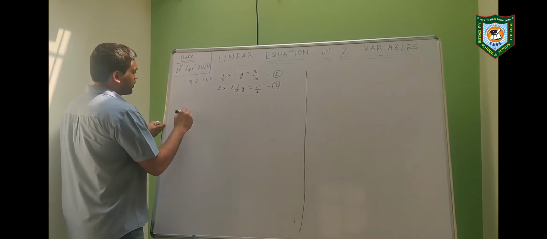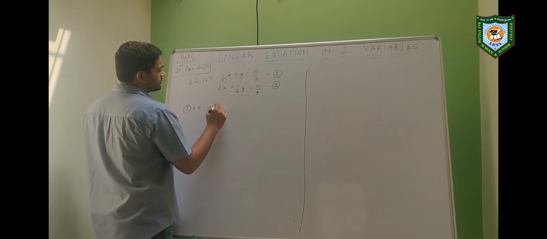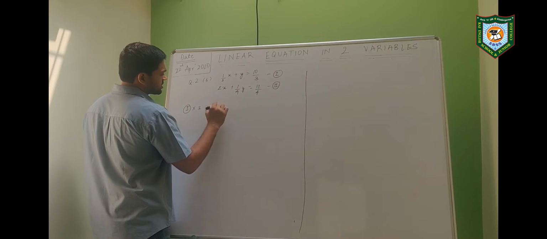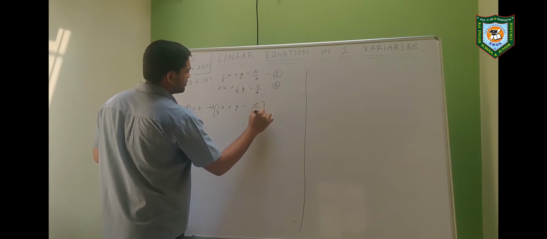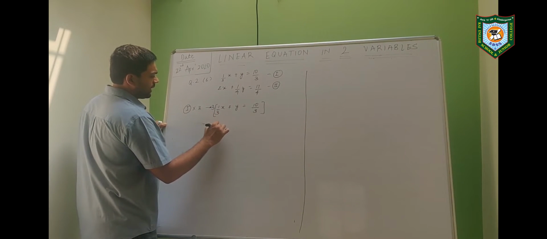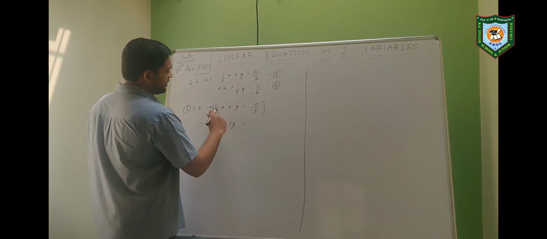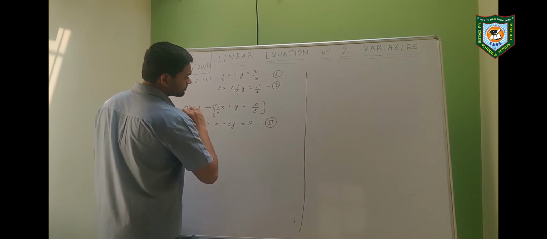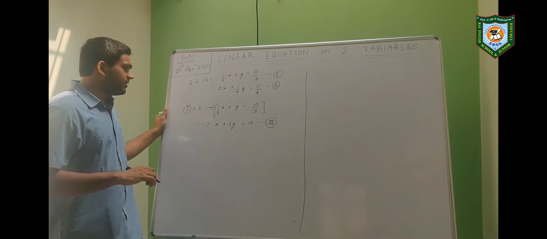So now I'll multiply equation number 1 by 3. This will give me 1 by 3 into x, plus 3y, is equal to 3 into 10 by 3. 3 into 1 by 3 is 1, therefore x plus 3y is equal to 3 into 10 by 3, the 3 cancels, this is 10. So this is my equation number 3.